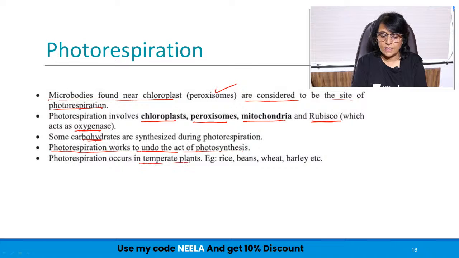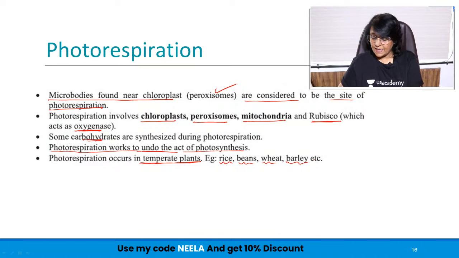It occurs in temperate plants like rice, beans, wheat, barley, etc. These are the plants which are growing in warmer conditions. And whenever the temperature is high, these plants undergo photorespiration. So during that period, their growth is affected, because growth is directly dependent on how much carbohydrate is synthesized, how much biomass is synthesized.